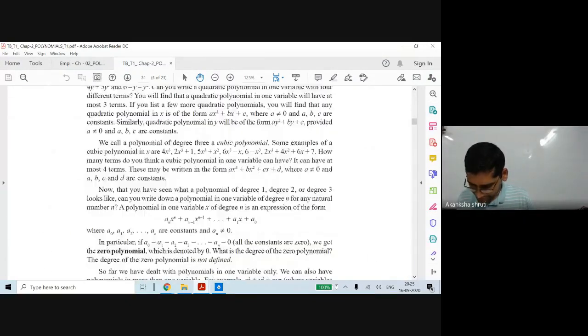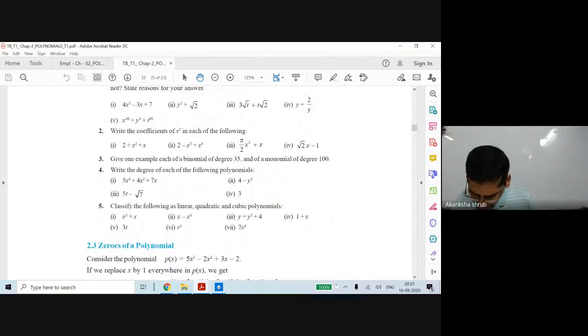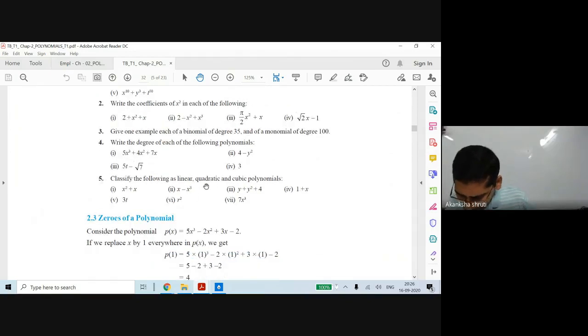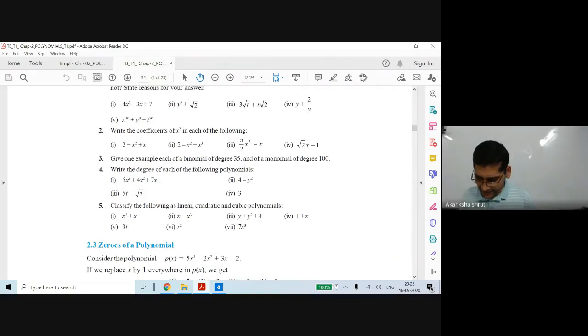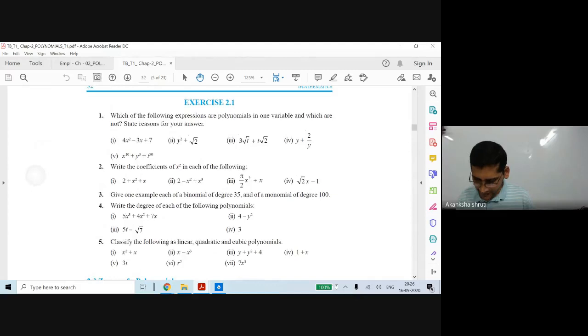So students, observe this. Here it is: write the degree of each of the following polynomials. Question number 3 you can write: write one example of a monomial of degree 35 and a monomial of degree 100. We have written x to the power 100. Monomial means only one term. Write down the degree. Question number 4 you can do: classify the following into linear, quadratic, cubic. If there is power 3, it will be cubic. Power 2, then quadratic. Power 1 means linear. So this is your homework that you have to do.